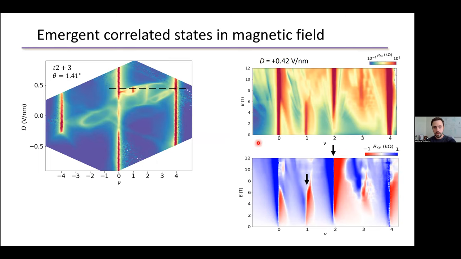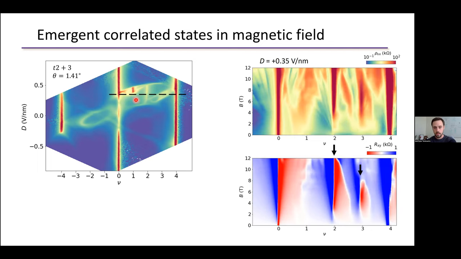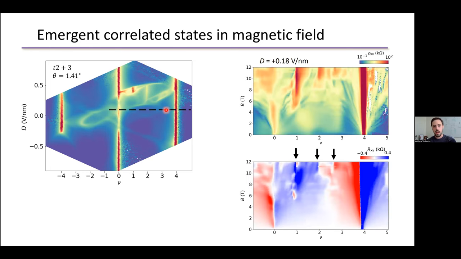So at this displacement field, we see symmetry breaking at 1 and 2, and that's what we see at low field. As we lower the displacement field, now we see symmetry breaking at 2 and 3, and these have their own sets of associated quantum oscillations. As we lower the displacement field further, where we don't see any symmetry breaking at zero field, now we can see symmetry breaking states at 1, 2, and very weakly 3 above some certain critical fields.